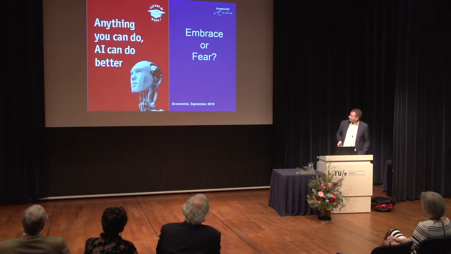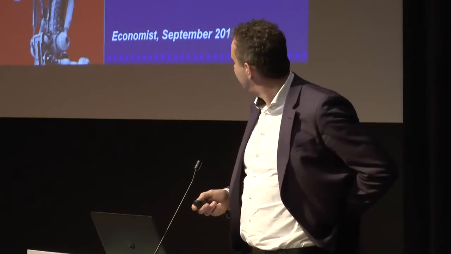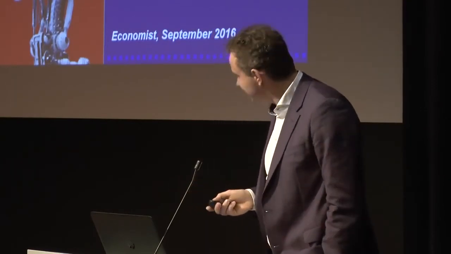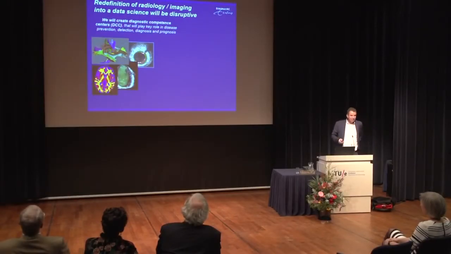For example, this article by The Economist, "Anything you can do, AI can do better," where AI stands for artificial intelligence. And the question is whether we should embrace or fear it in clinical medicine. I think we should embrace it, because the relation between genetic data, environmental data, how it turns into what we look like, what we can see with imaging, and how we can help predict disease is extremely complex. In order to model this complex behavior, we need these very complex AI data science tools. In the end, I think this will redefine medicine.